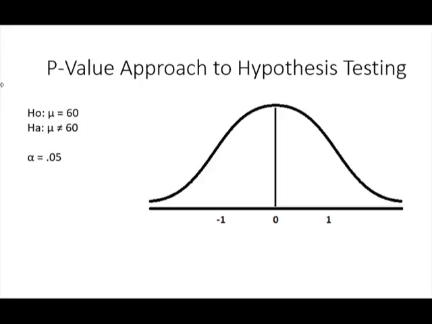Now, in this example, I have shown no information from your sample, such as the sample mean or a standard deviation, to show you that you can set up this picture in the rejection regions without knowing anything about your actual data.